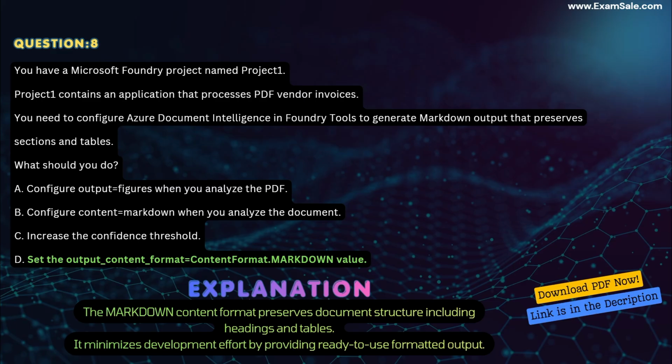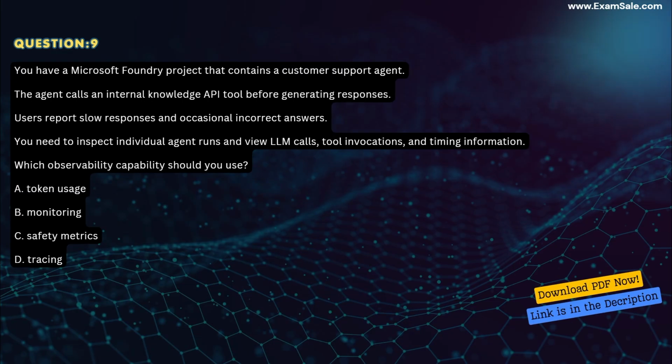Question 9. You have a Microsoft Foundry project that contains a customer support agent. The agent calls an internal knowledge API tool before generating responses. Users report slow responses and occasional incorrect answers. You need to inspect individual agent runs and view LLM calls, tool invocations, and timing information. Which observability capability should you use?